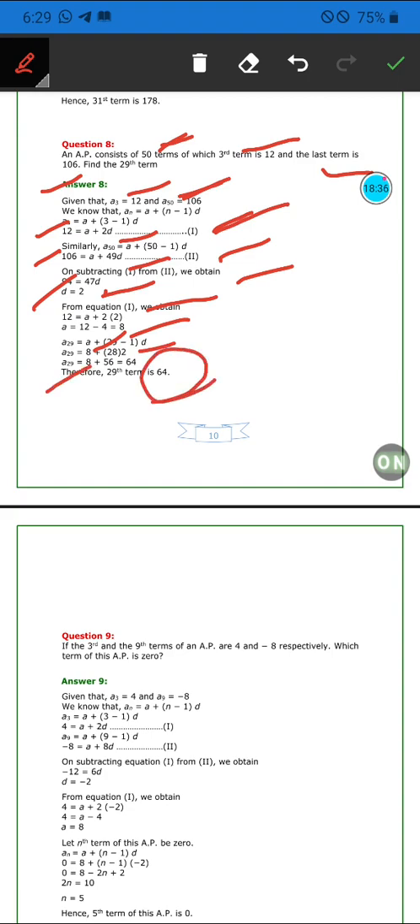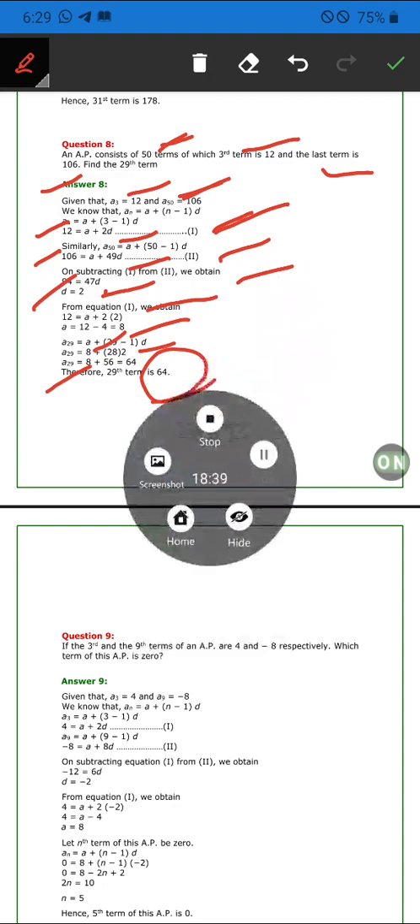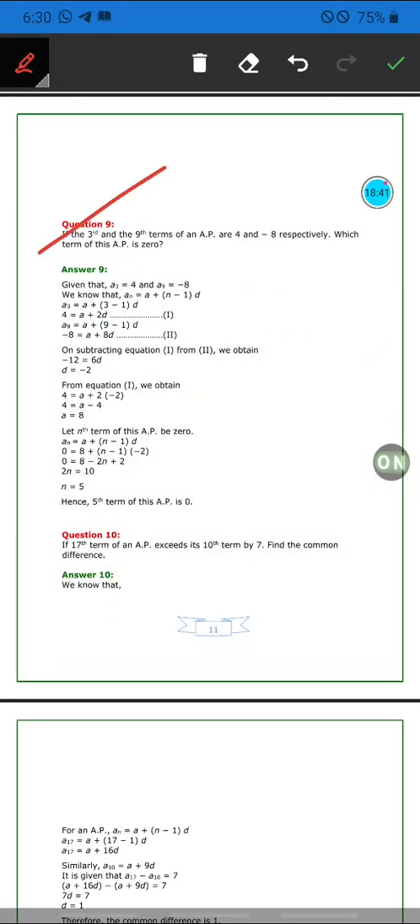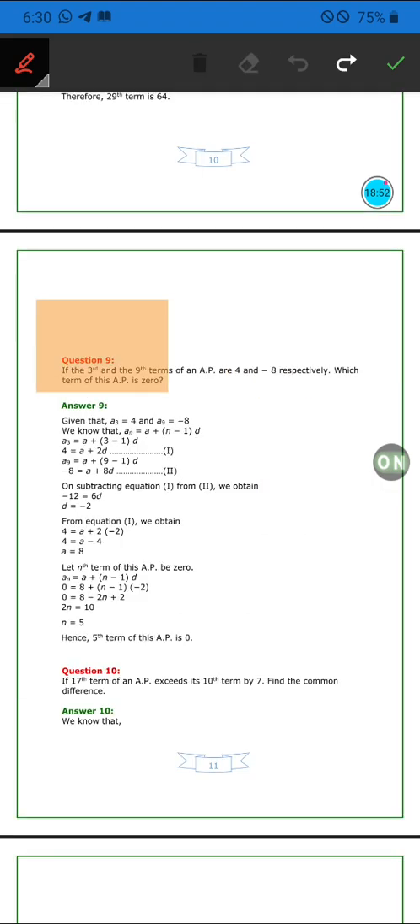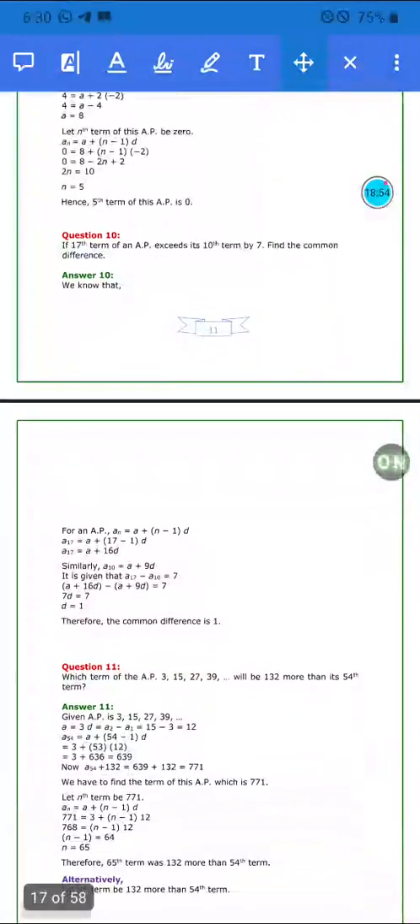Question number 9 is the same as the previous question, so I'm skipping this question. Okay. So now the 10th question.